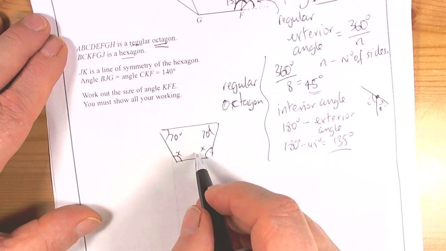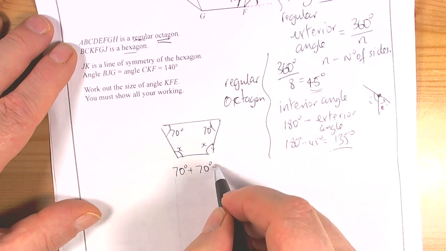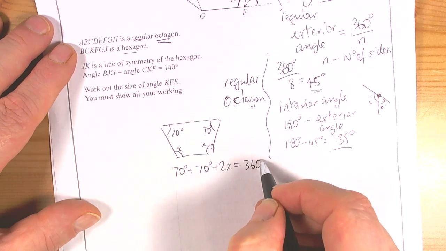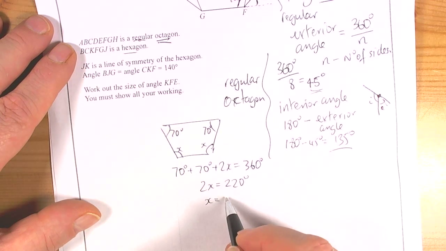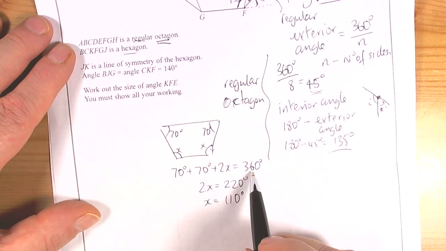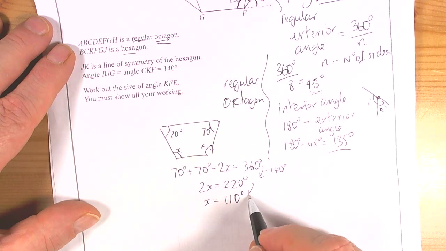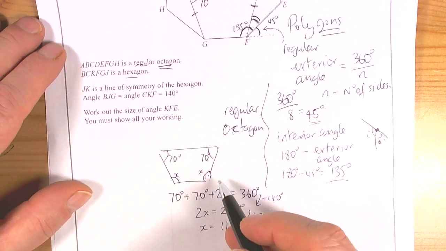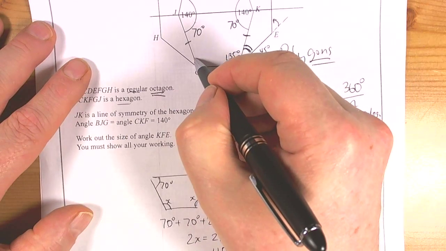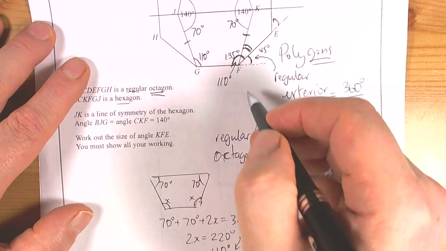We know the angles inside a four-sided shape add to 360, so we've got 70 degrees plus 70 degrees plus 2x equals 360 degrees, so 2x is equal to 220 degrees, so x equals 110 degrees. Add 70 and 70, 140, take it away from 360, that gave us 220, and then we divided by 2. So we now know that this little bit here is 110 degrees, and this bit here is 110 degrees.